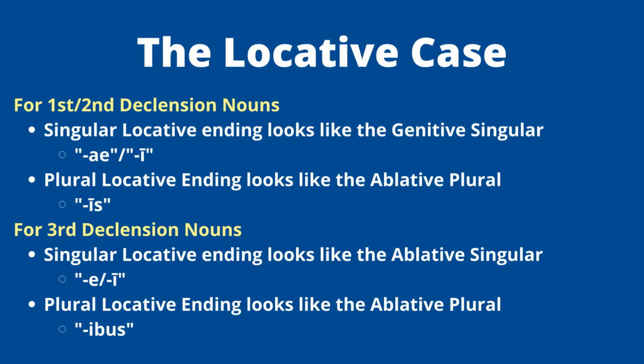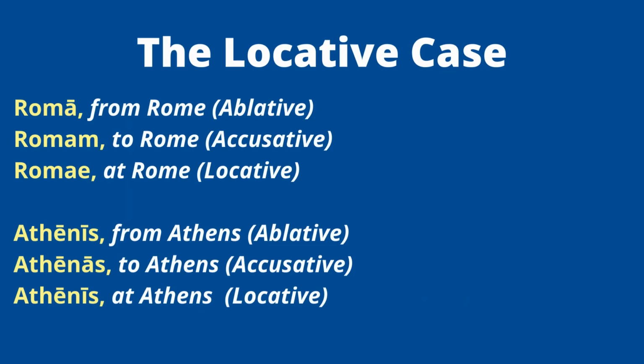Okay, the only problem is the most common city you're going to read about in a Latin textbook is Rome, and it's a first declension noun, so you're going to need that AE locative ending. Okay? So what do I mean? Well, if you have the word Rome, Roma, right? If I'm going from Rome, I use the ablative, Roma, with a long A. If I'm going to Rome, I use the accusative, Romam. If I'm trying to say someone is at Rome or in Rome, I use the locative Romae.